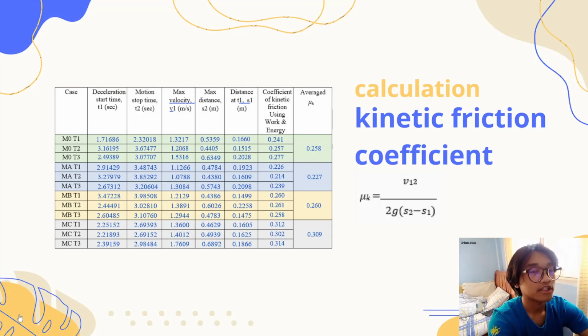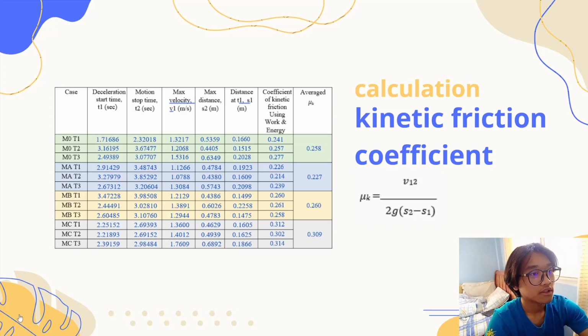And this part is the calculation. I need to use this formula to calculate the coefficient. So the parameters that affect the coefficient are the velocity and distance.